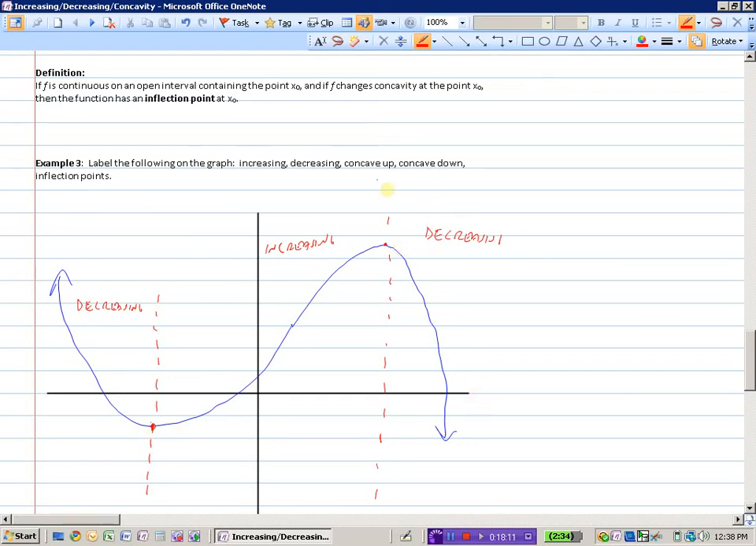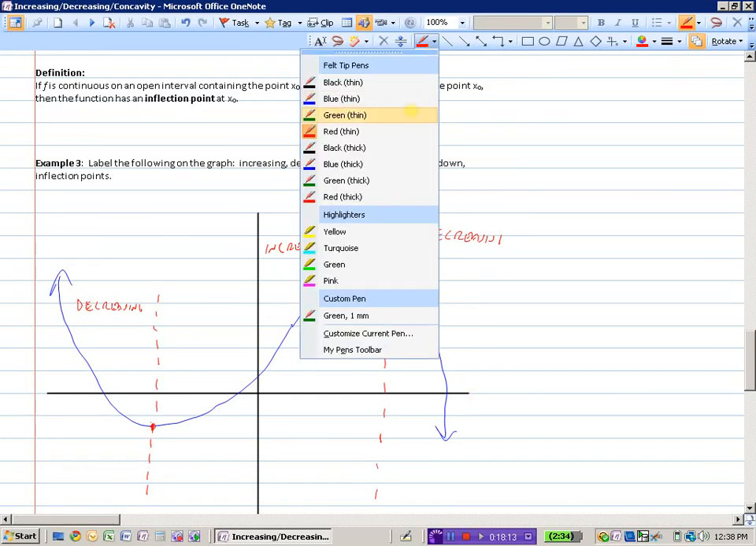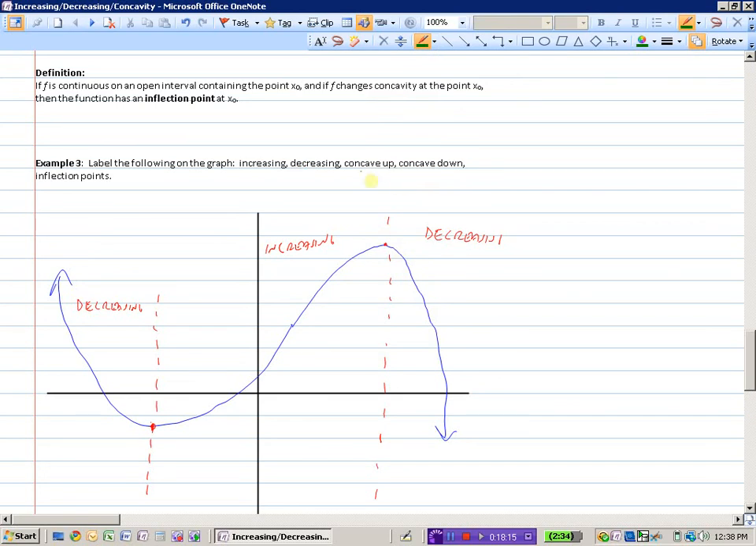Now we need to talk about concavity, so let's use the green pen for that. So the areas where it's concave up, where it's concave down, and inflection points. I'm going to find the inflection point first. So that's the area where it changes from concave up to concave down, and it looks like it's right about here. So this would be our inflection point.